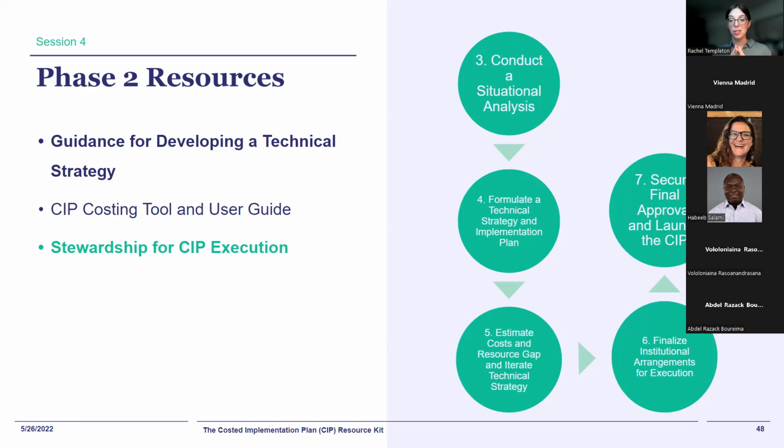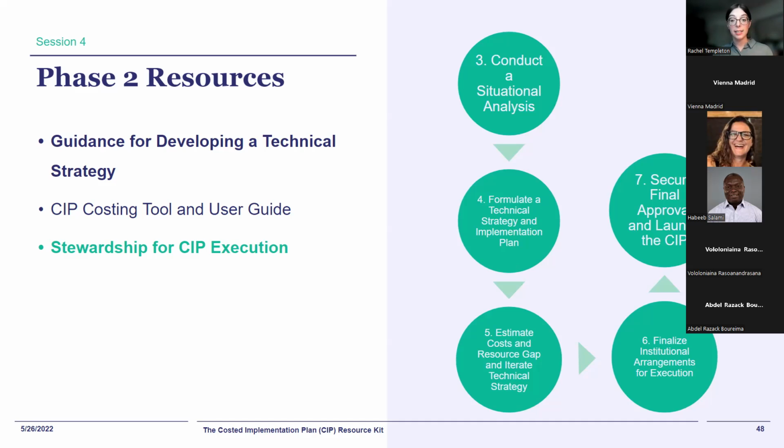And this resource is in many ways the largest resource in the kit and contains many annexes, worksheets, tools, conceptual frameworks, and examples that are helpful in the process. So if you are wondering, I would really like a tool to help conduct a problem analysis for a CIP, go to the guidance for technical strategy, because that has that type of tool in that resource.